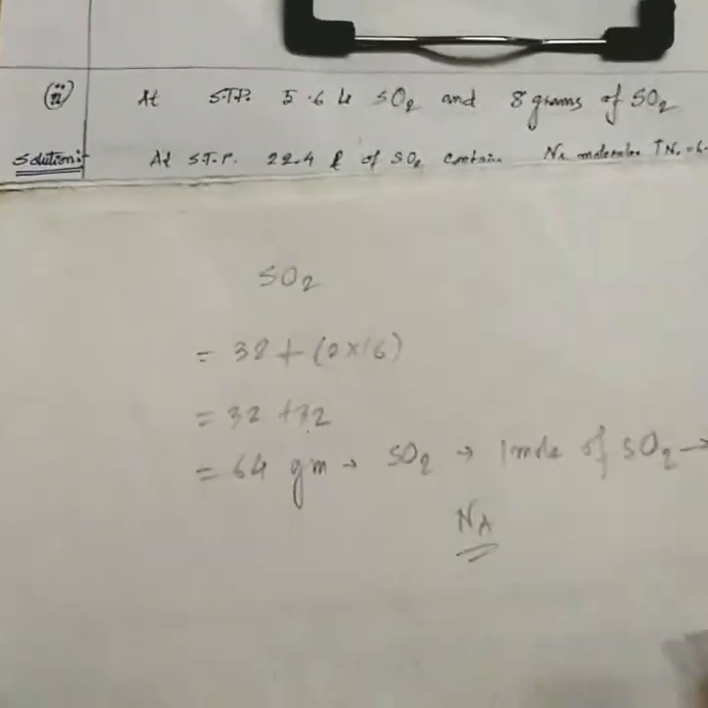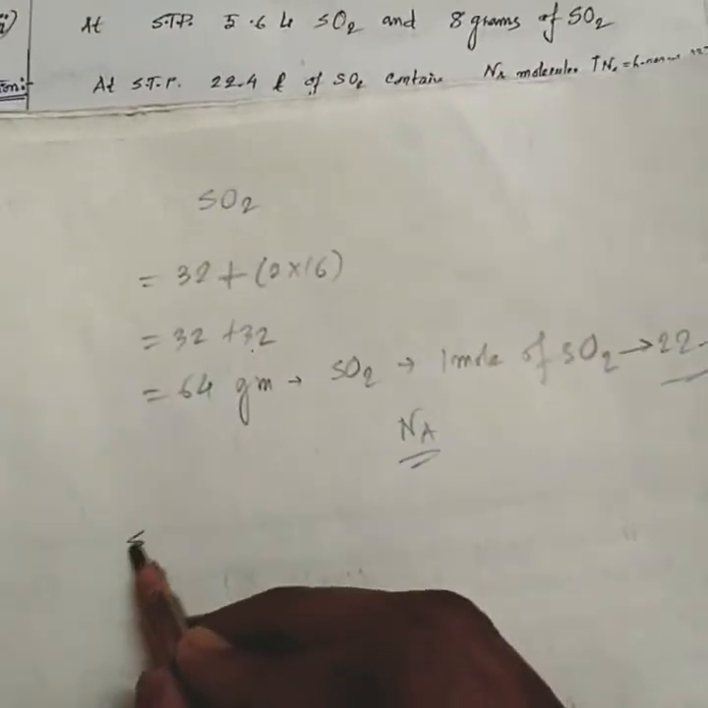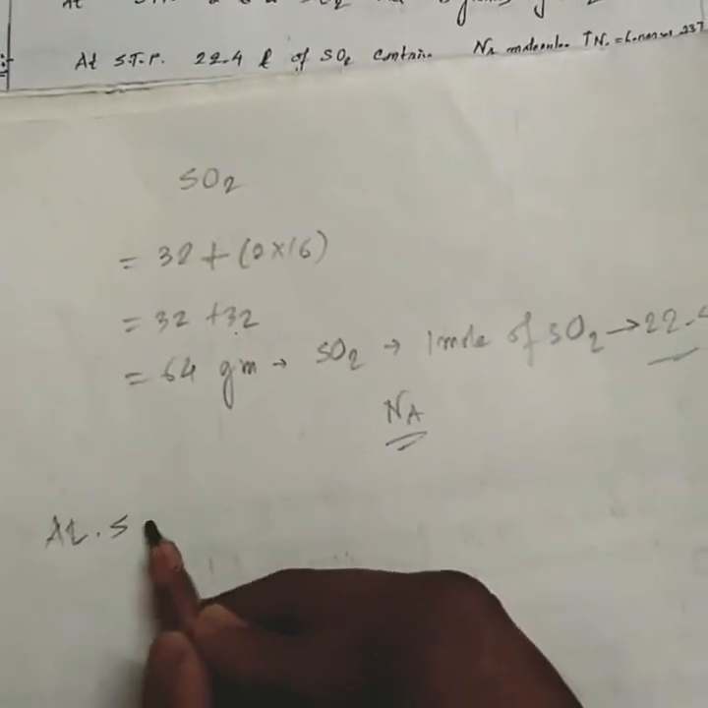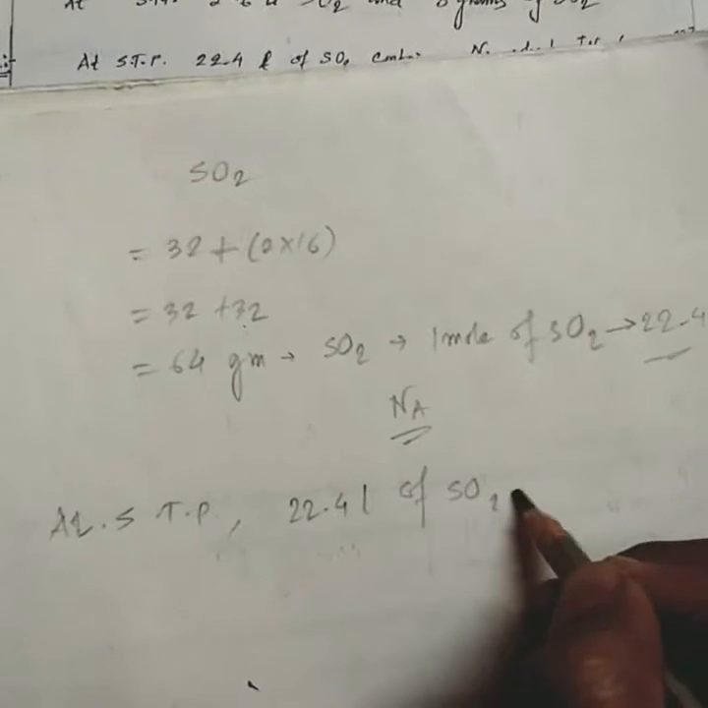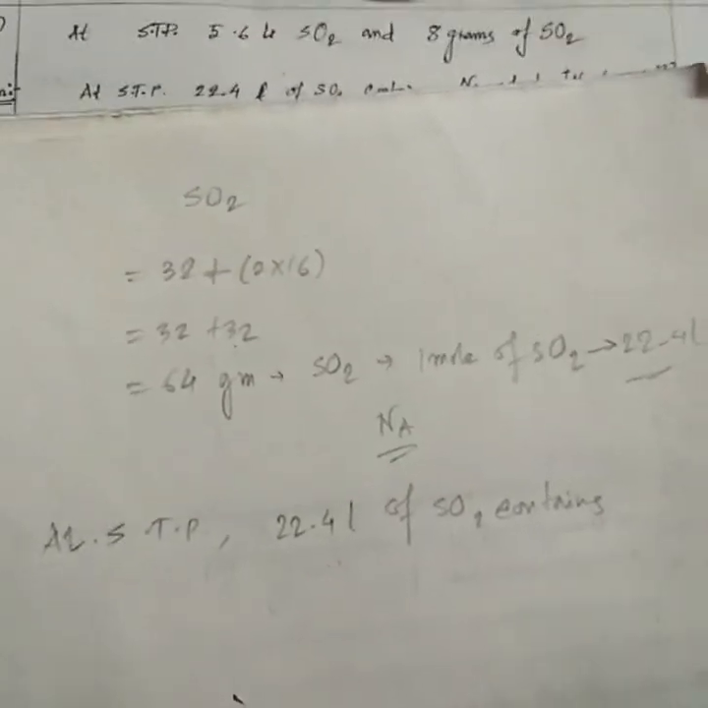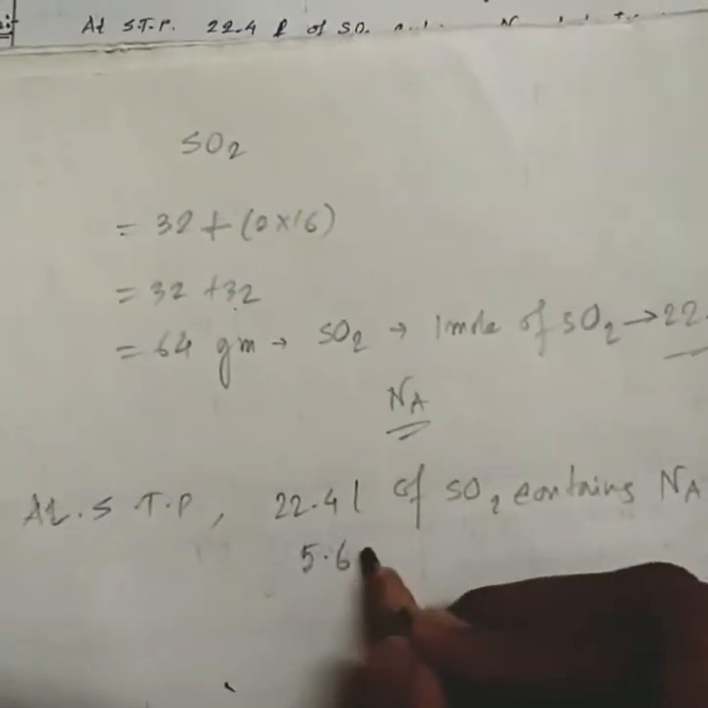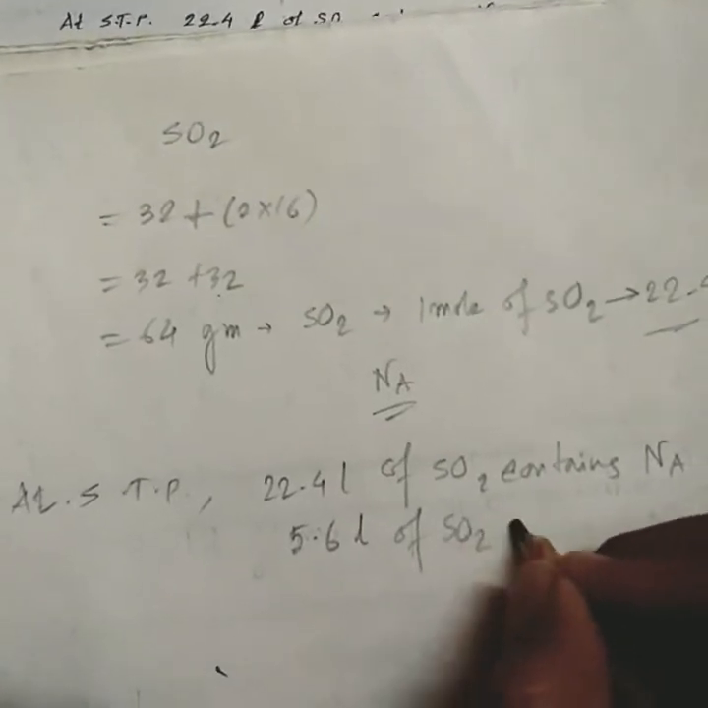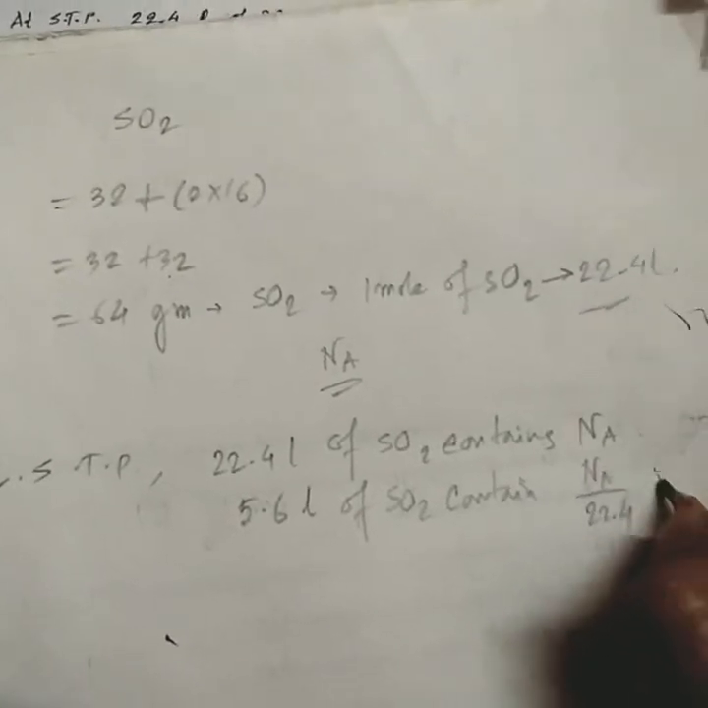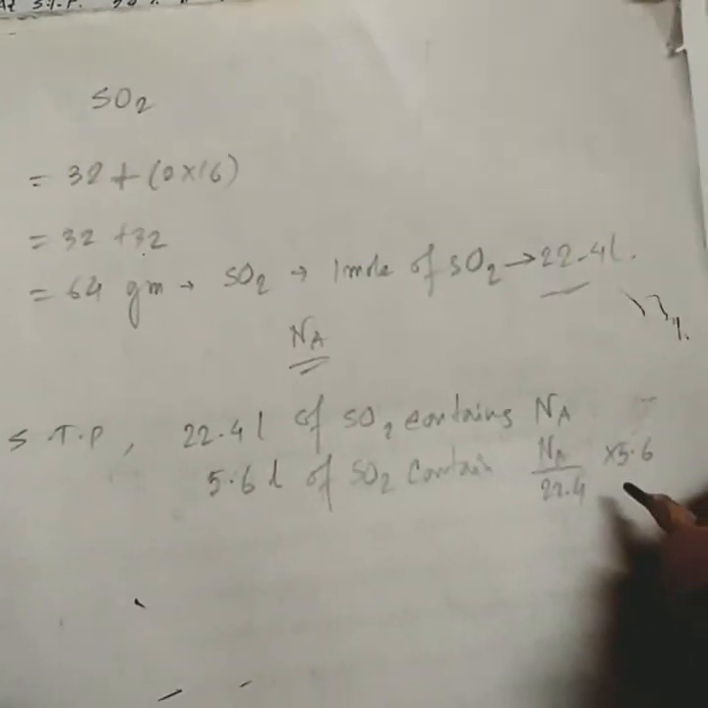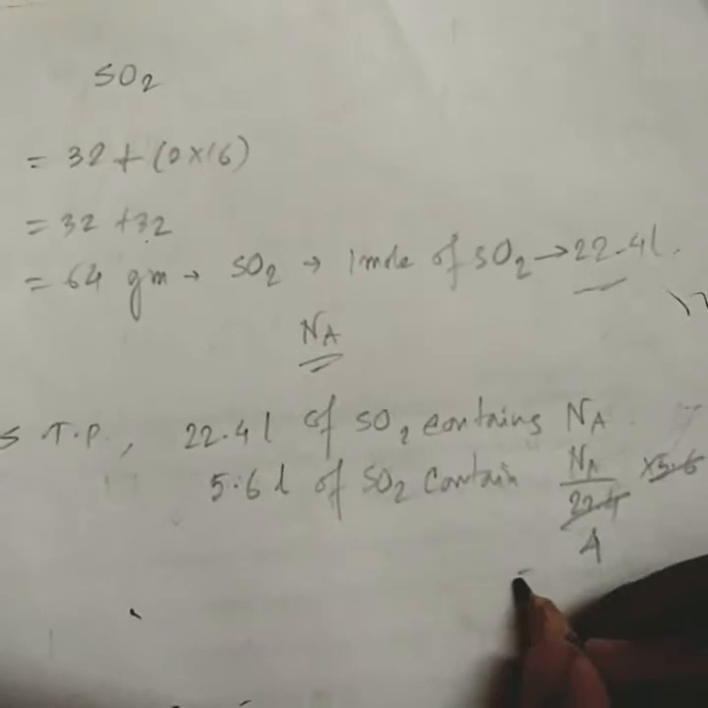Now the question says at standard temperature and pressure, 5.6 liter of sulfur dioxide. So at standard temperature and pressure, 22.4 liters of sulfur dioxide contains Avogadro number of molecules. So therefore 5.6 liters of sulfur dioxide will contain Na divided by 22.4 into 5.6. I hope this is clear. Now if you divide 22.4 by 5.6, that will give you 4. So you are getting Na by 4.